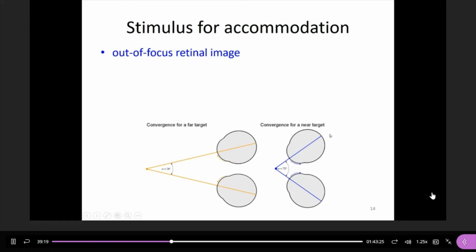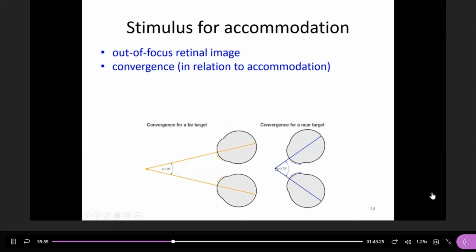So when you have a blurred image on the retina, that means your optical system is not in focus. And in order to get a sharp image again, you have to accommodate. So the first one is a defocused, out of focus retinal image, which will trigger accommodation. The second stimulus for accommodation is convergence.